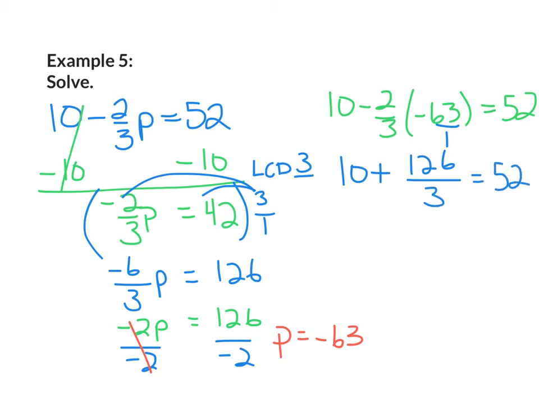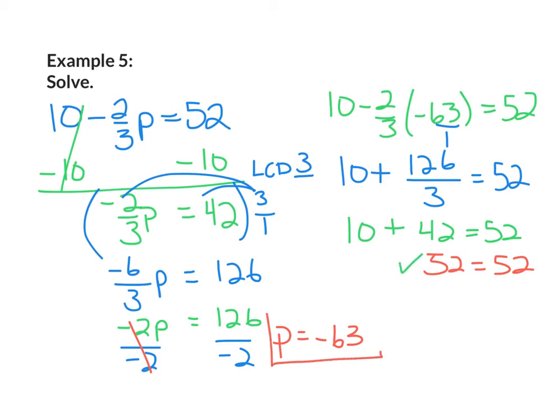I'm going to go ahead and divide. I'm going to bring down my 10 first. Plus 126 divided by 3 gives me 42 equals 52. I'm going to go ahead and add 10 plus 42 gives me 52 equals 52. So that does check. So P does equal negative 63.